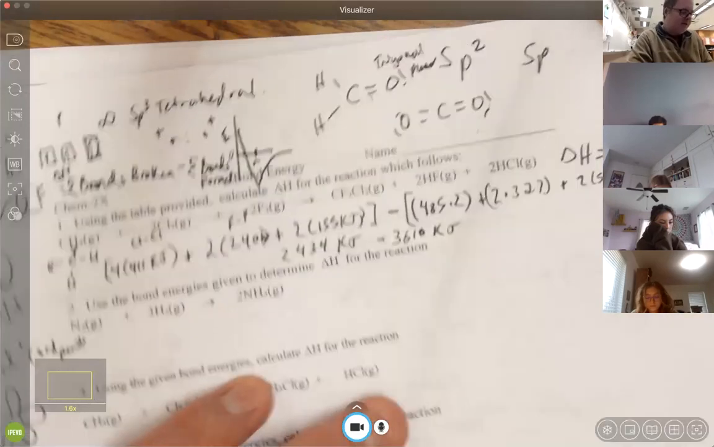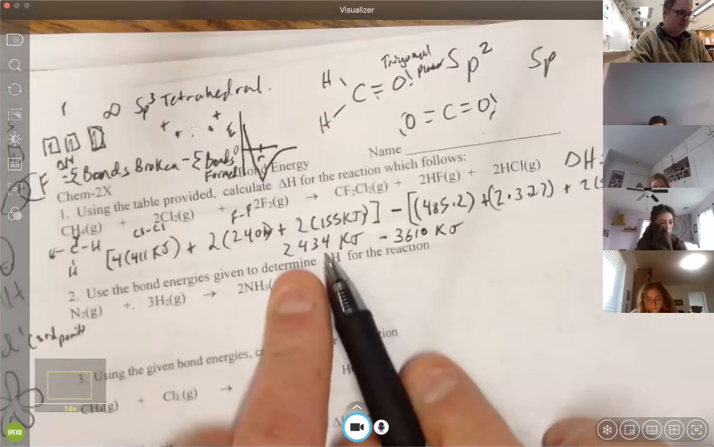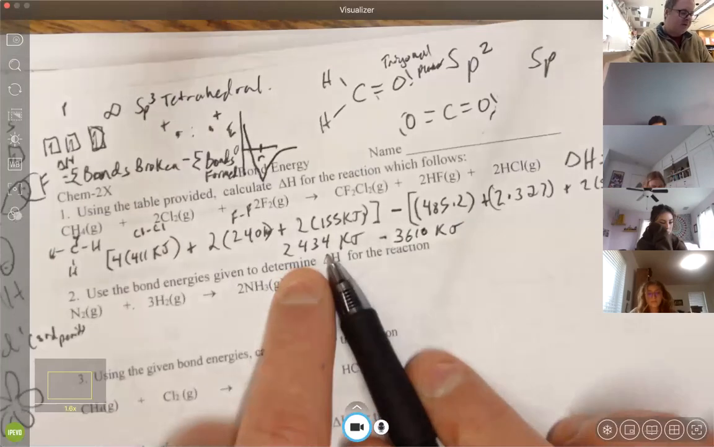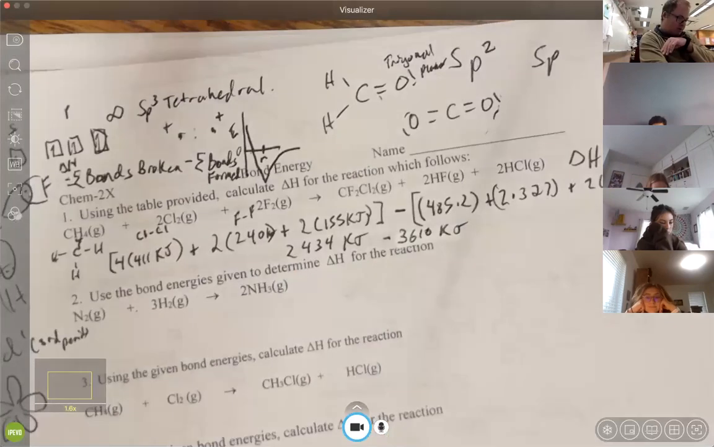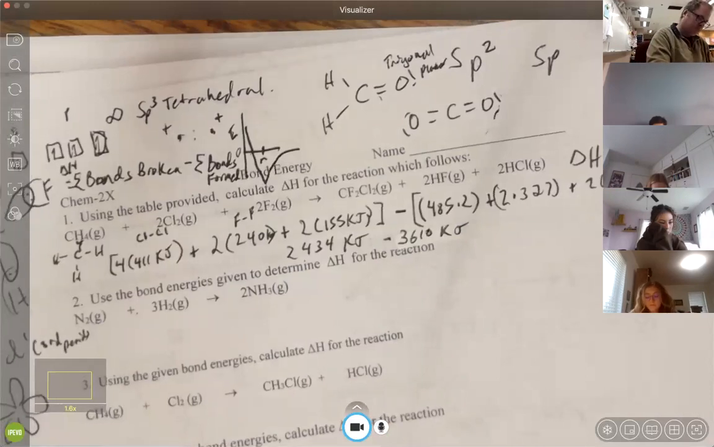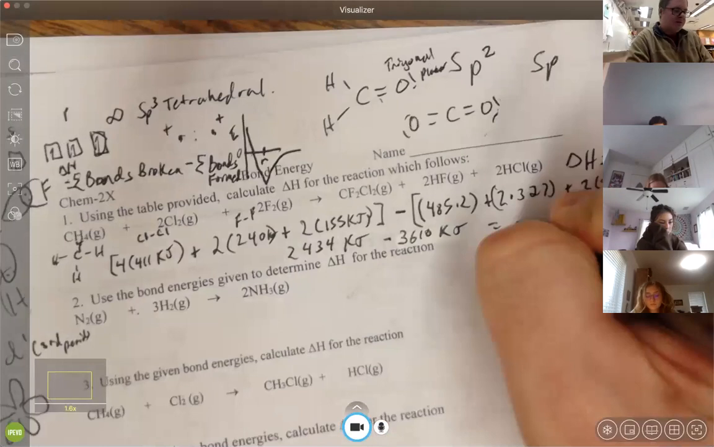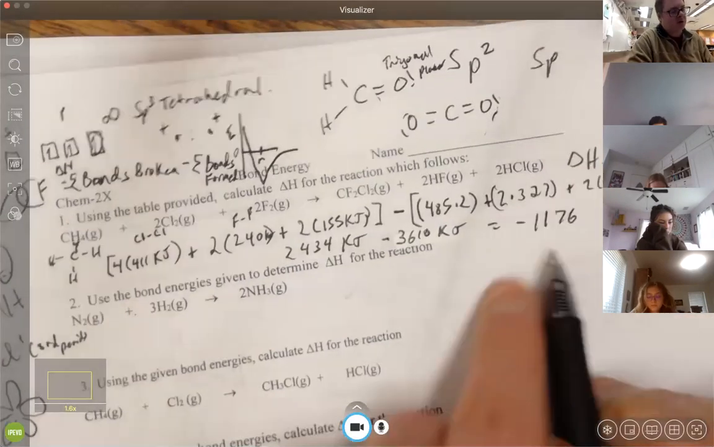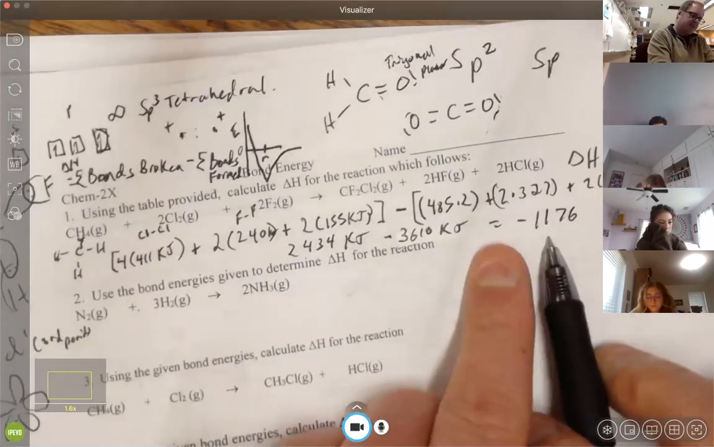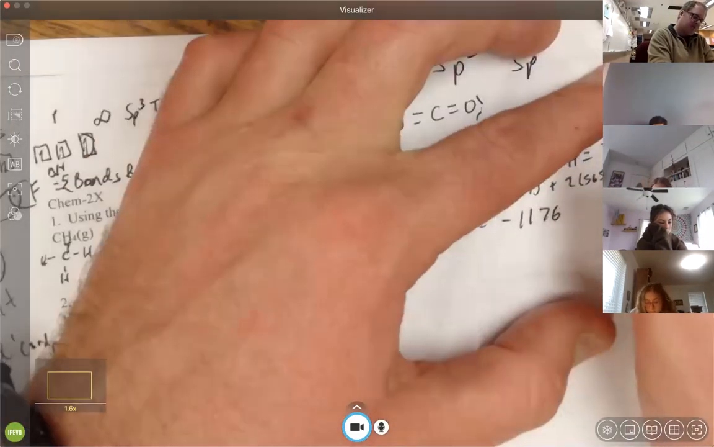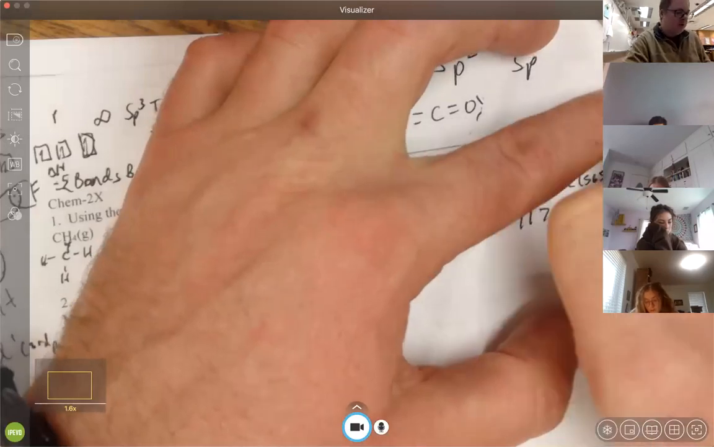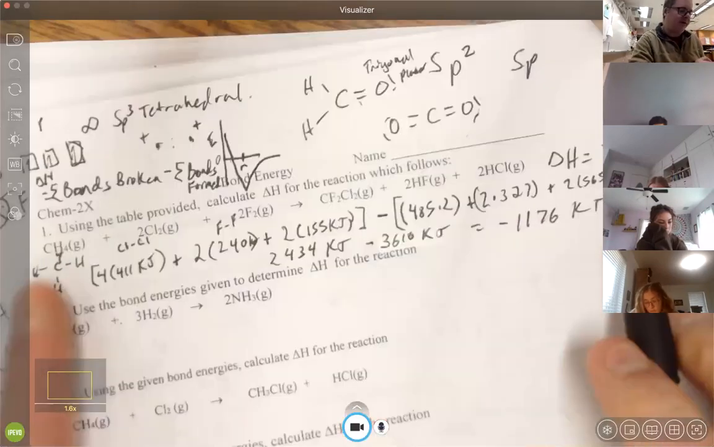So this is the energy required to break the bonds. This is the energy when the bonds form. 2,434 minus 3,610. It's negative 1,176. So that is negative 1,176 kilojoules per mole of CH4 for this whole equation to occur.